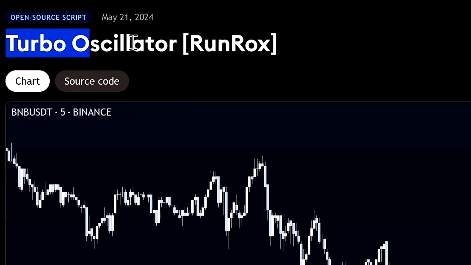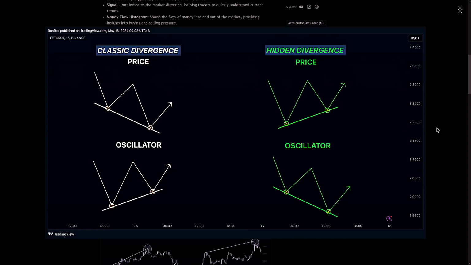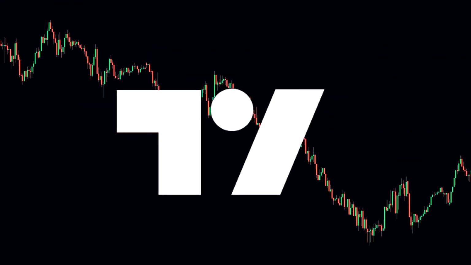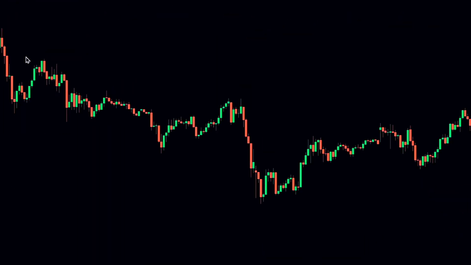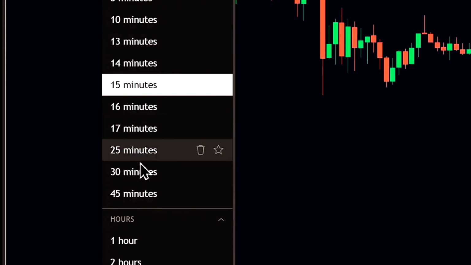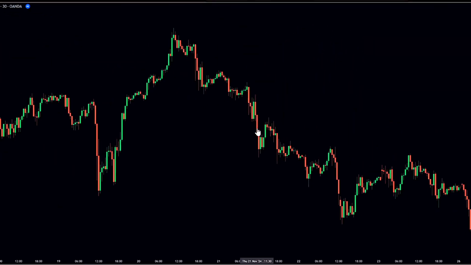This is a turbo oscillator, and in this guide, we're diving into the nitty-gritty of it. To get this indicator on your chart, head over to TradingView, the platform I'm using. If you don't have an account yet, there's a link in the description to sign up. First, pull up the 30-minute chart for GBP JPY. Don't sweat it though, this approach works for any asset and any time frame.